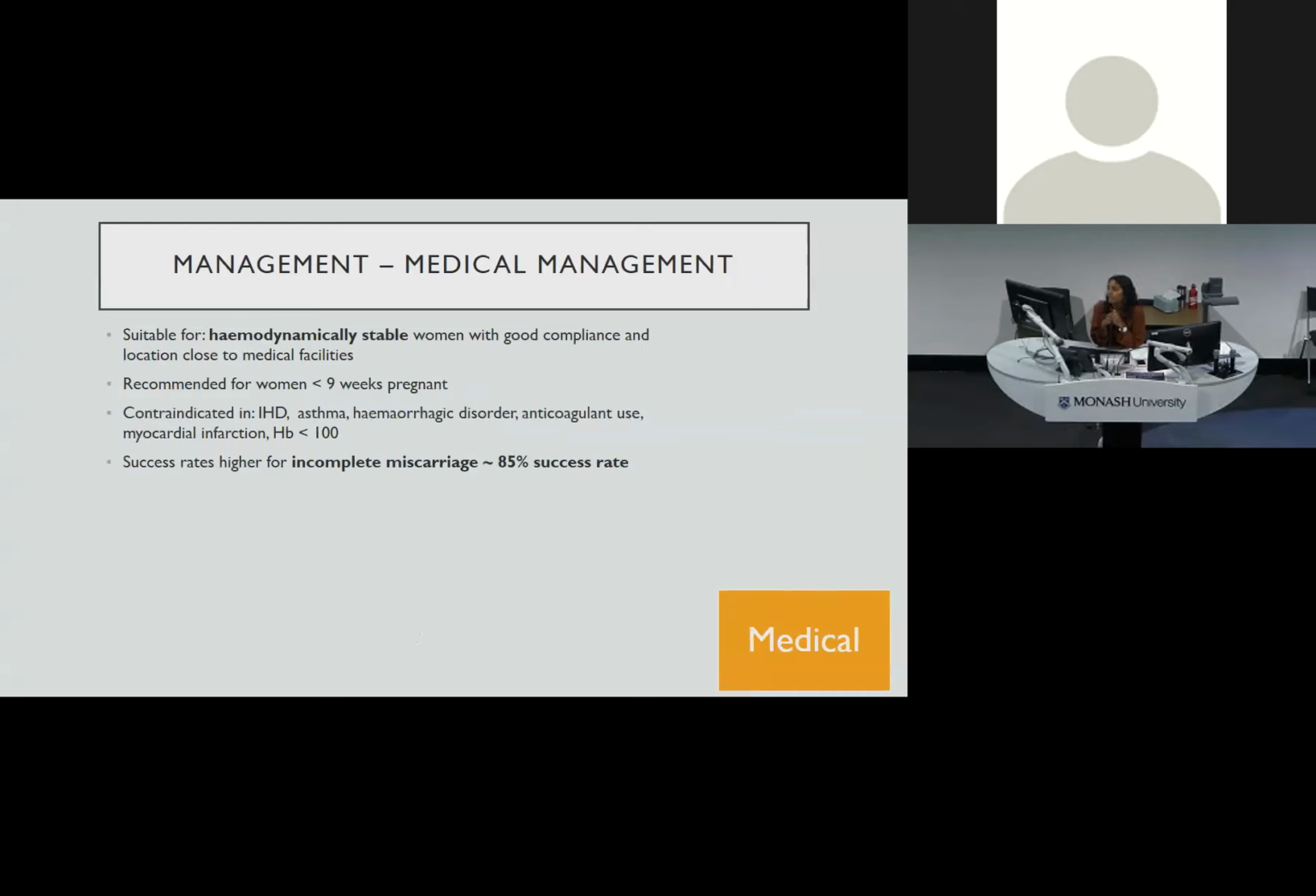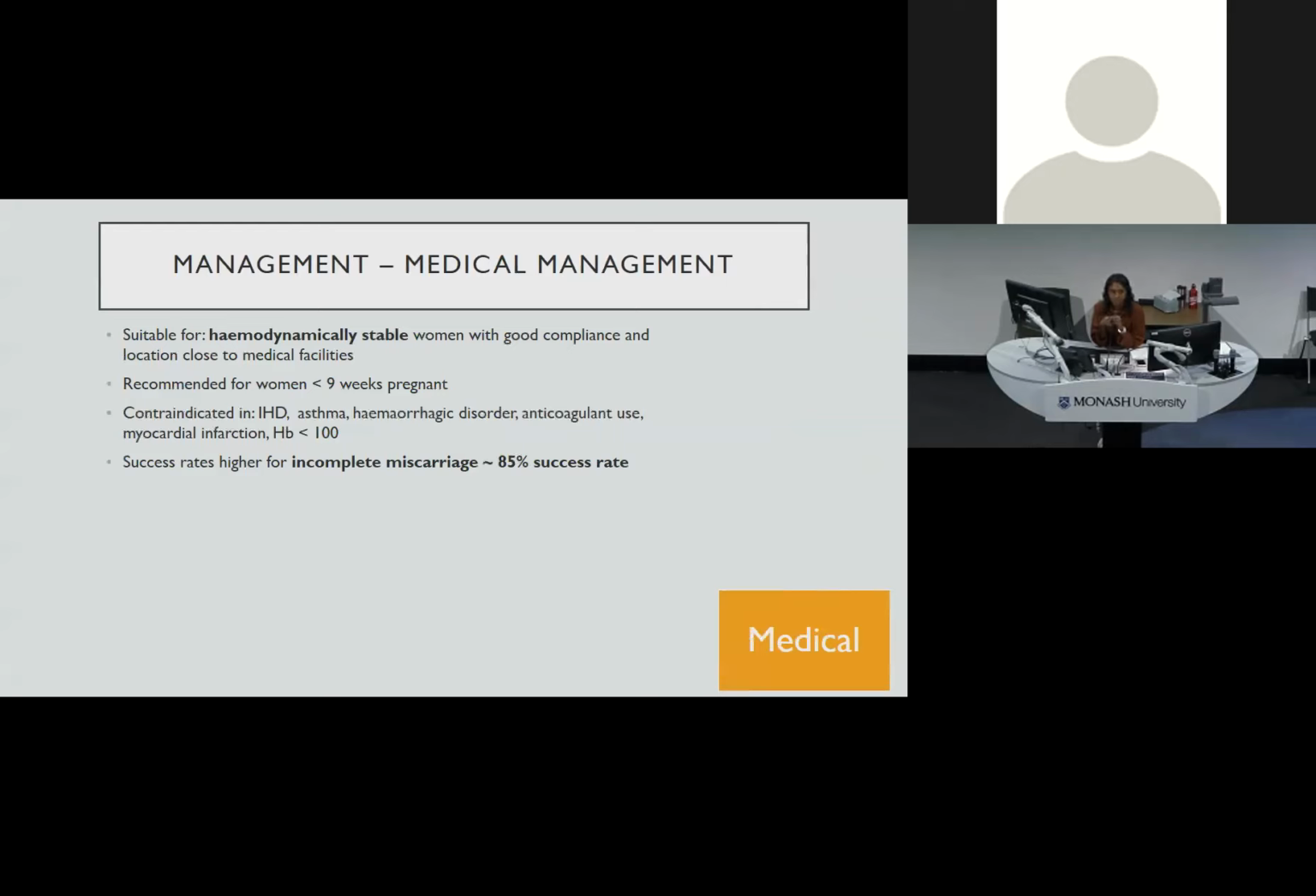So medical management, you choose for anyone who's stable, someone who is located close to a medical facility and has good compliance. It's better for pregnancies that are less than 9 weeks, just because the further along you are in your pregnancy, the more likelihood that medical management won't work and you might have to opt for surgical management.